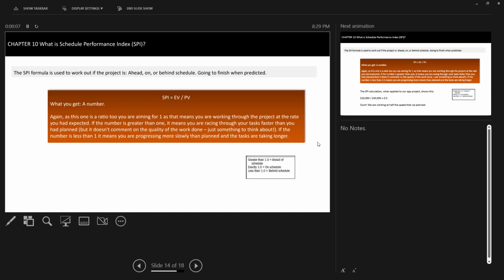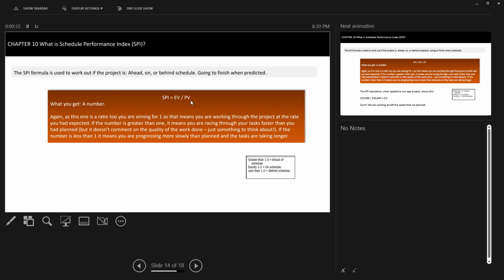So schedule performance index, SPI, is a formula that you use to work out if the project is ahead or behind schedule, and if it is going to finish as predicted or when predicted. So there are several formulas to get to the same point. You just have to see what are the values given to you, and you have to use the appropriate formula. So we are back in school and you have to memorize all the formulas.